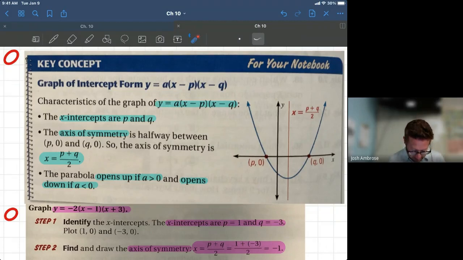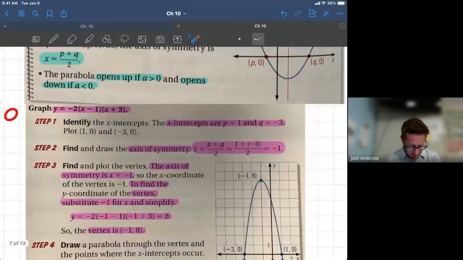All right, this is saying if A is greater than 0, that means A is positive. Then you're going to have this positive smiley face shaped parabola. But if A is less than 0, in other words, think negative, then you would have a downward frown face style parabola. Okay, so let's take a look at one example problem, and then we'll do our own.